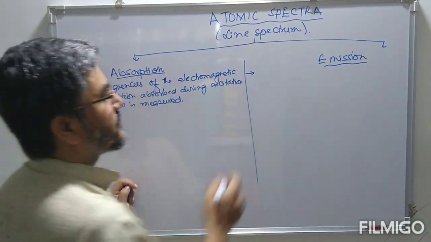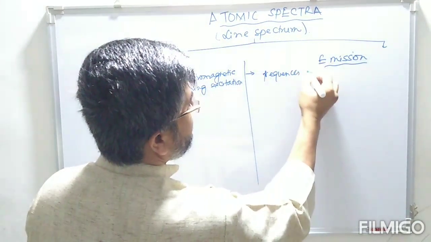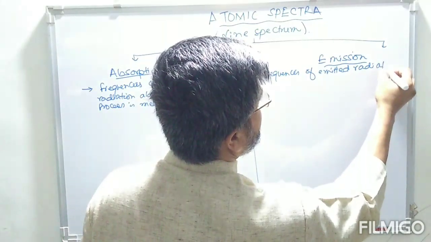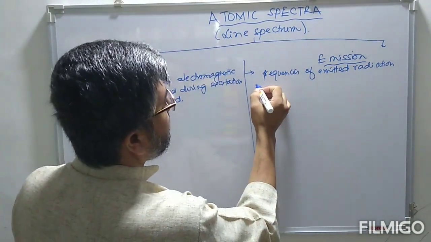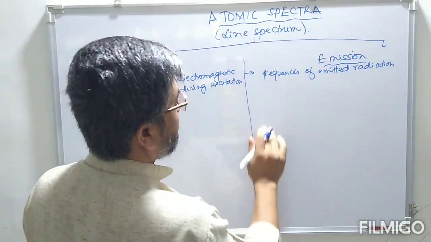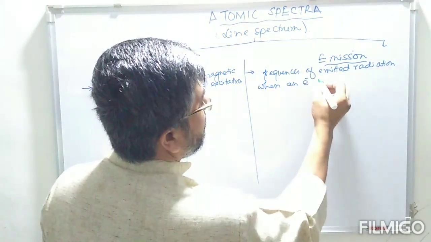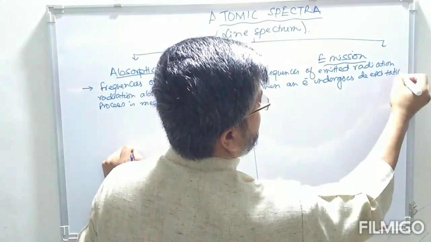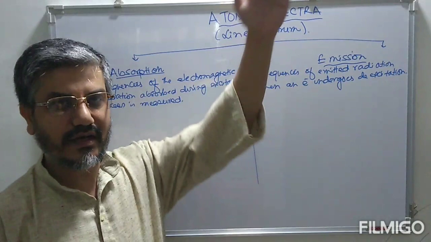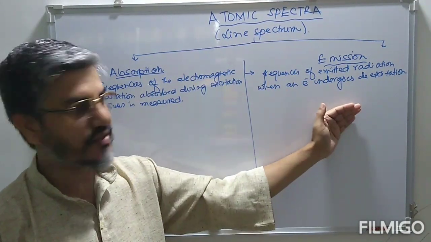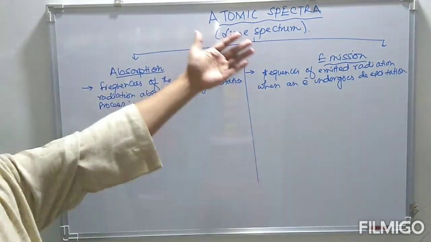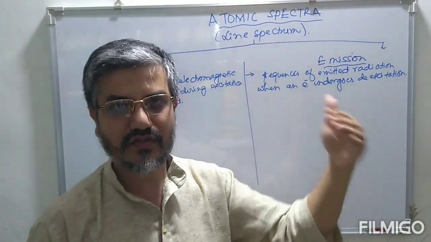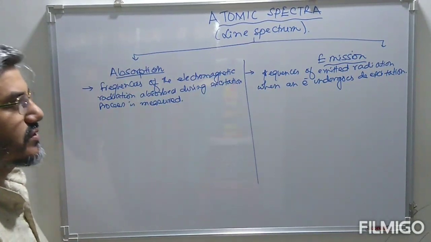Whereas in case of emission spectrum, frequencies of emitted electromagnetic radiation when an electron undergoes de-excitation process. That means when electron is coming from higher level to the lower level, that is known as de-excitation process. In absorption, energy is absorbed, so we are measuring the absorbed frequencies. Here energy is released in the form of electromagnetic radiation, so we are measuring the frequencies or wavelength of the radiated electromagnetic radiation during the de-excitation process.